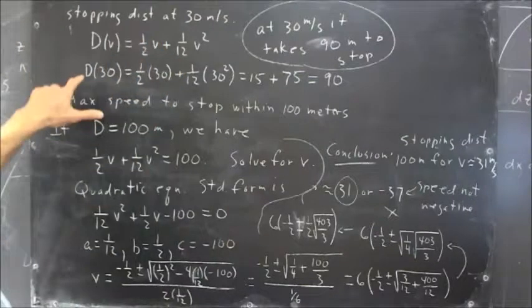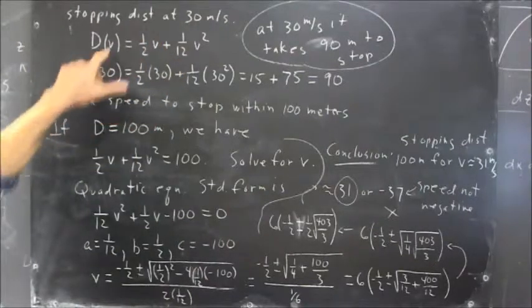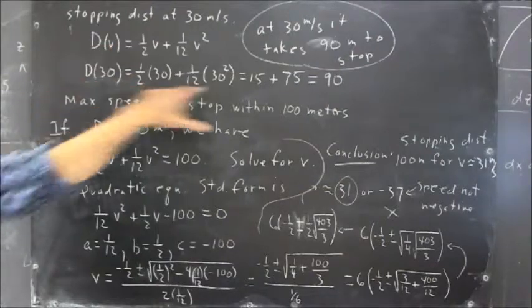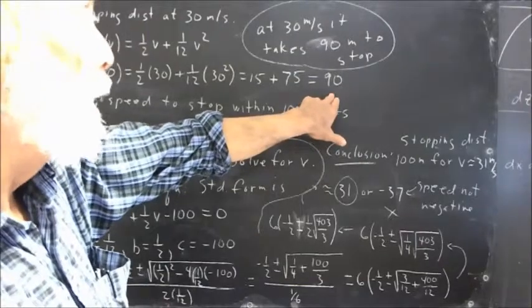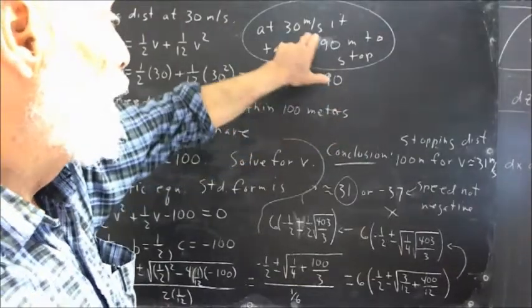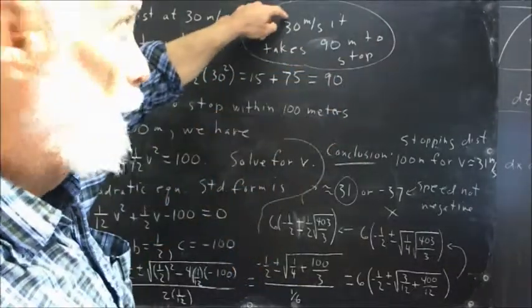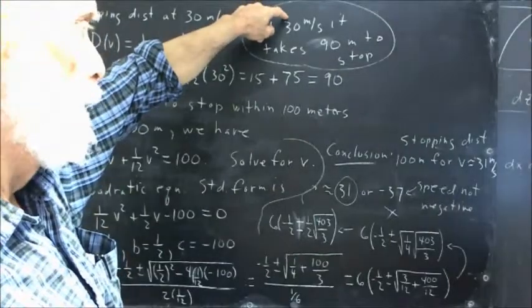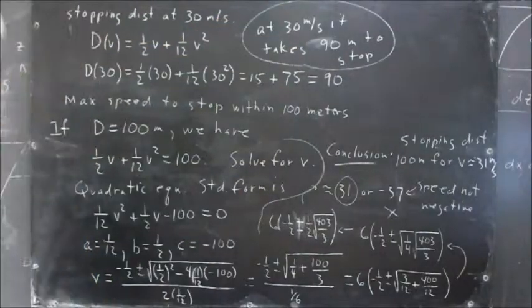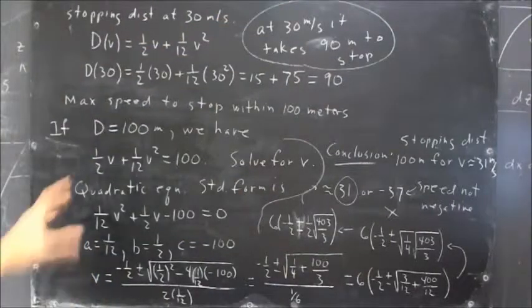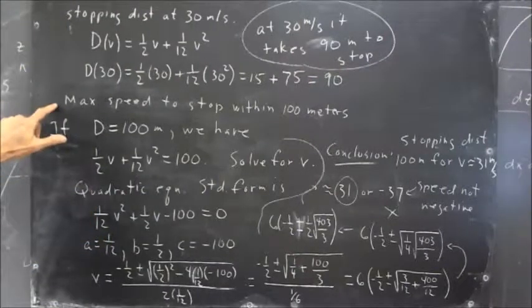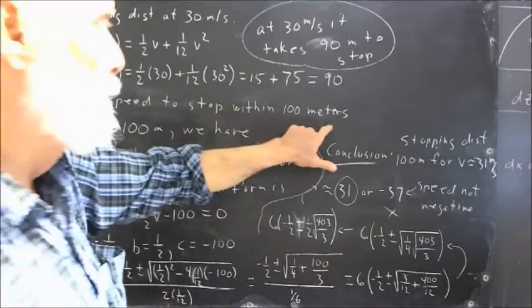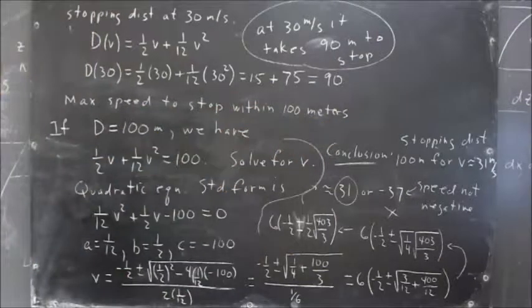We just find d of 30, plugging 30 in for v. And when we do that, I won't go through the arithmetic of it, we get 90, meaning it takes 90 meters to stop at 30 meters per second. I'll note that 30 meters per second is right around 70 miles an hour, a common speed limit on the interstate, which nobody ever breaks. Okay, maximum speed to stop within 100 meters. That's a little more involved.